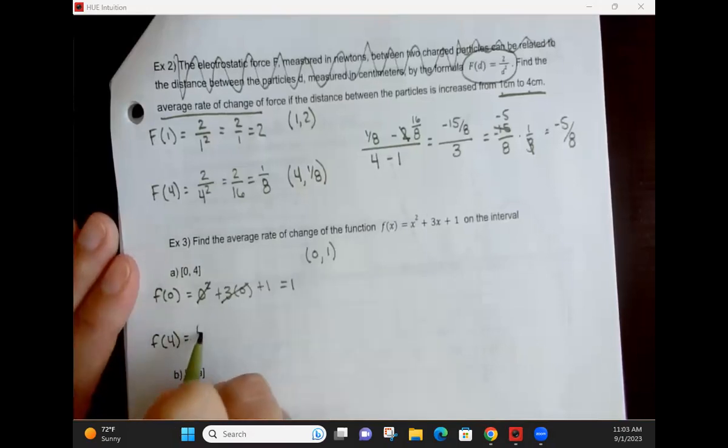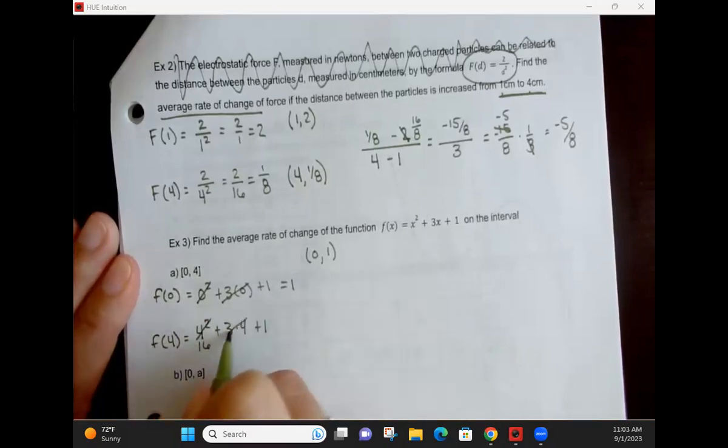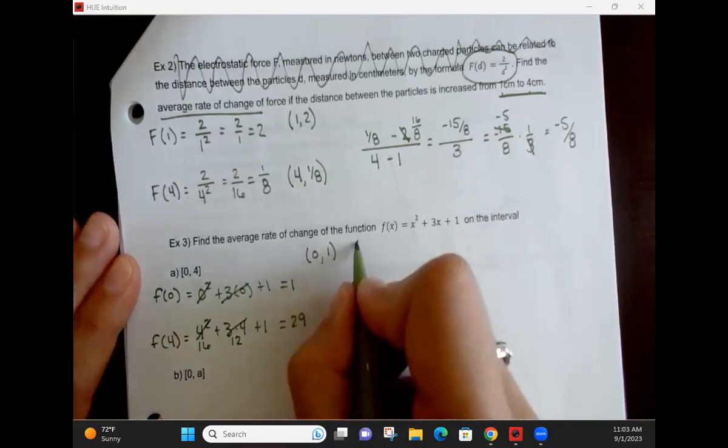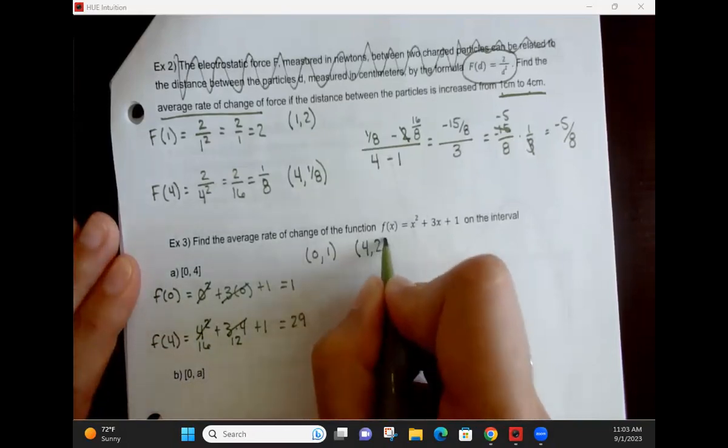And then when we plug in 4, we have 4 squared plus 3 times 4 plus 1. So that's 16 plus 12 plus 1. This is 28, 29. My other point is 4, comma 29.